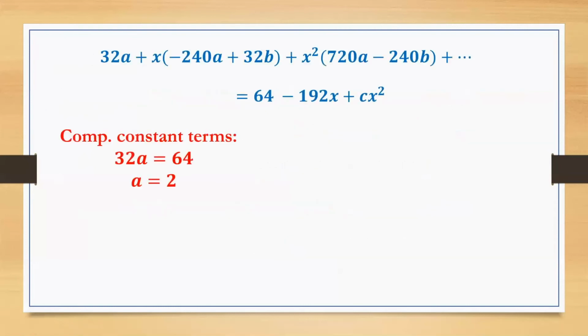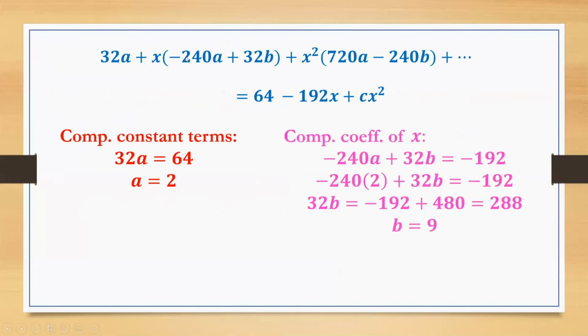So now we are going to compare the constant terms. So 32a equal to 64, and solving this equation we get a equal to 2. We now compare the coefficient of x. So −240a + 32b equal to −192. We have already obtained the value of a, so we replace the value of a here. We get 32b equal to 288. So b is equal to 9.